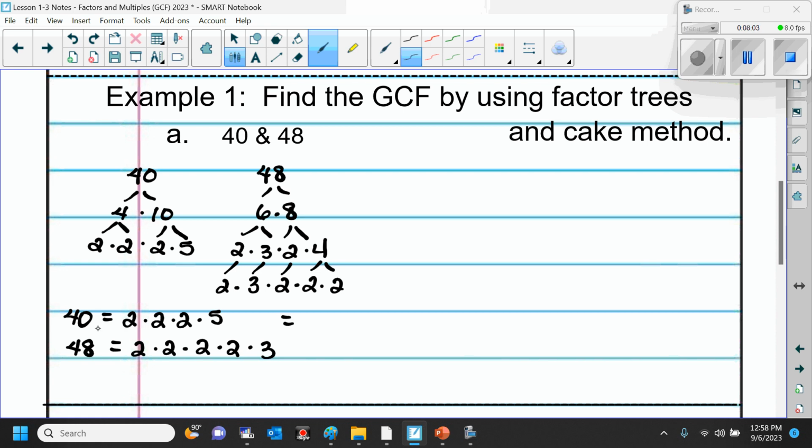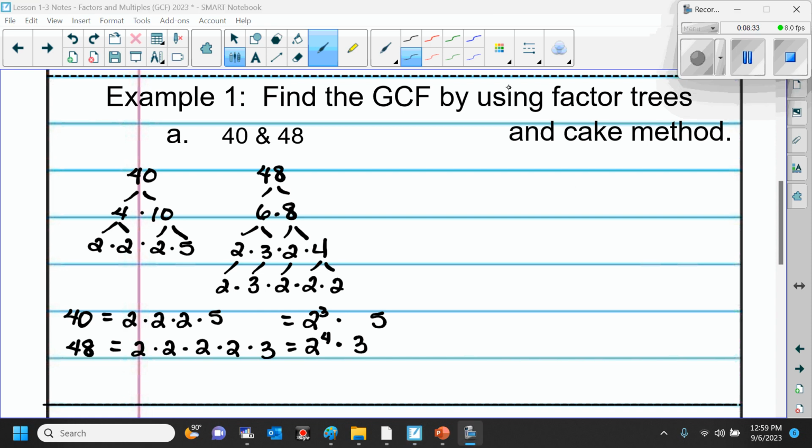for 40, that's 2 times 2 times 2. What's 2 times 2 times 2? So it's 2 to the what power? How many times? To the third power. So that's 2 to the third power times 5. And then for 48, we've got 2 to the fourth power times 3. Is everybody clear?